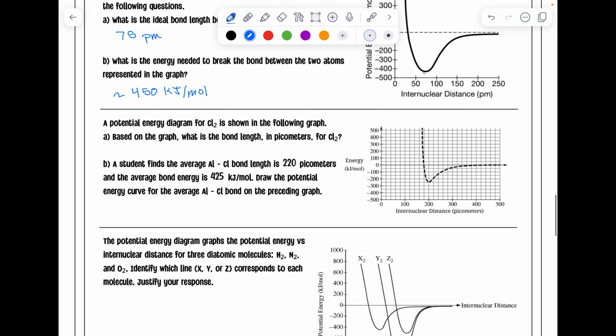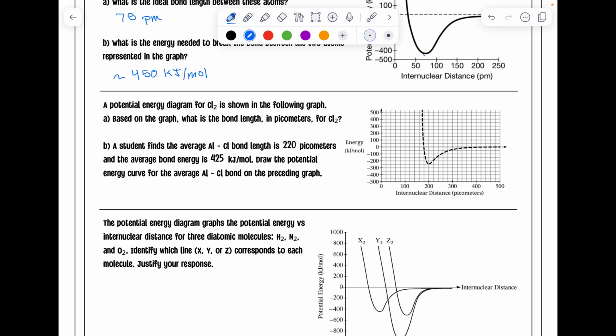Next example: a potential energy diagram for Cl2 is shown on the following graph. Based on the graph, what is the bond length in picometers for Cl2? So remember, we're looking for distance. We're looking for the dip. We're going to identify that. So we're looking at the lowest, which is 200.